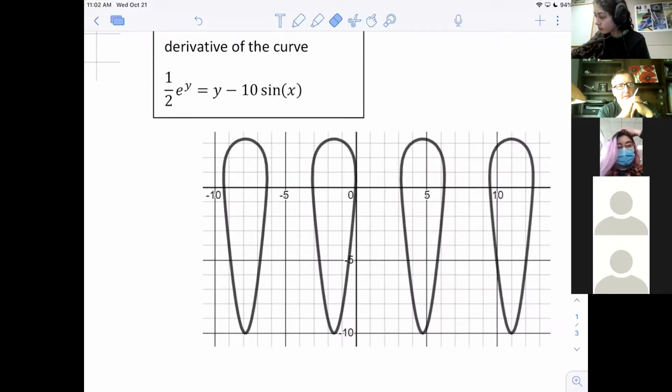You should see lots of points this goes through, or at least it looks like it does. I doubt it goes through any of them, but it looks like it does.